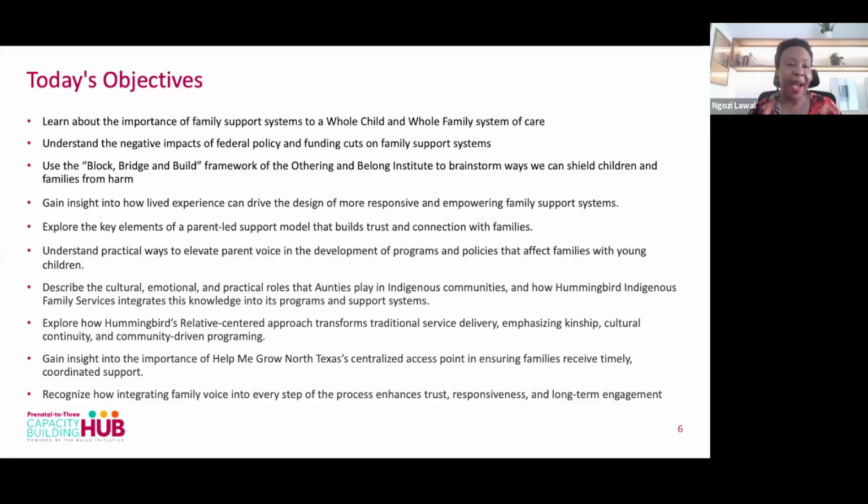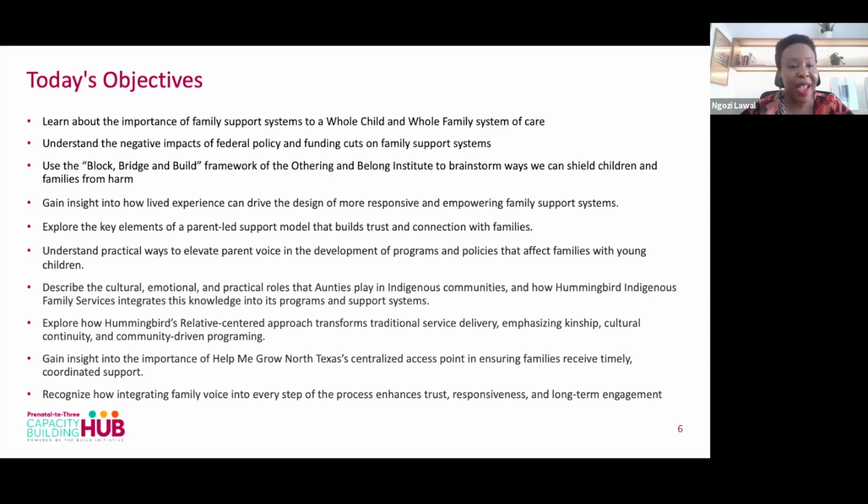We're going to be looking at how lived experience can really drive the design of more responsive ways to support families and think about how a parent-led support model can build trust and connection with families, and how to center parent voice. We'll also be thinking about the cultural, emotional, and practical roles that aunties play in Indigenous communities, and how the Hummingbird Indigenous Family Services integrates this into their programs and support systems. We're really excited about that part of the conversation.